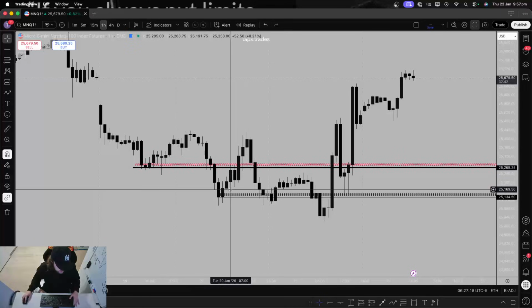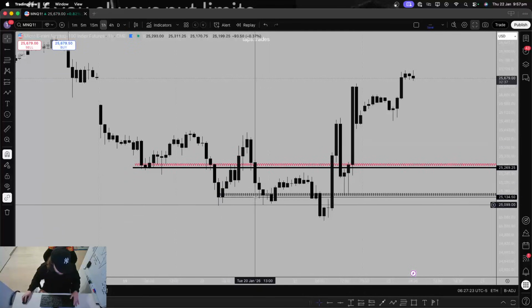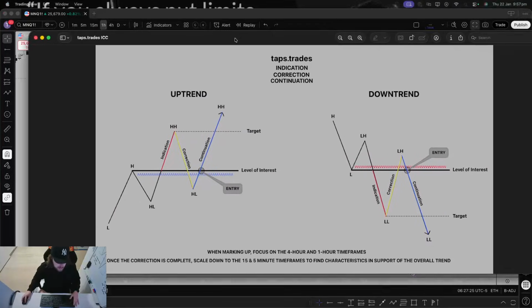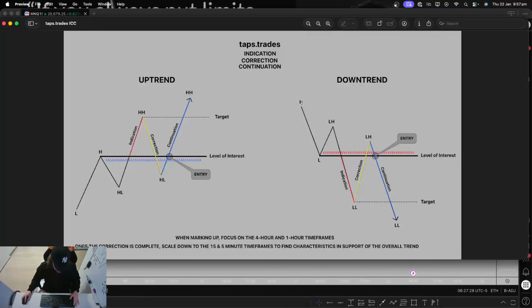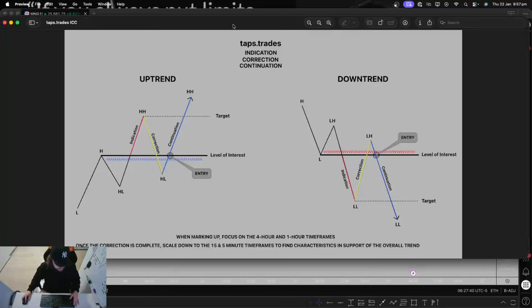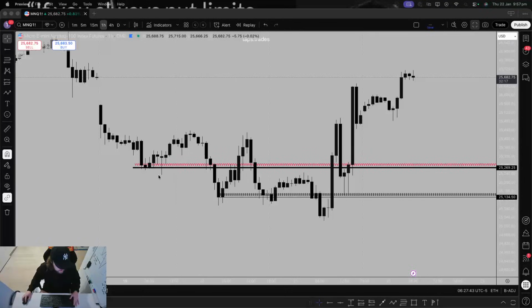So we've got an understanding. This is the indication, this is the correction, and this is the continuation. Just like our drawing: high, low, lower high, lower low. Indication, correction. We've got the level of interest at the previous low. Price doesn't break the previous lower high. And that's exactly what happened here. Indication, correction, price doesn't break the previous lower high here before then breaking down.